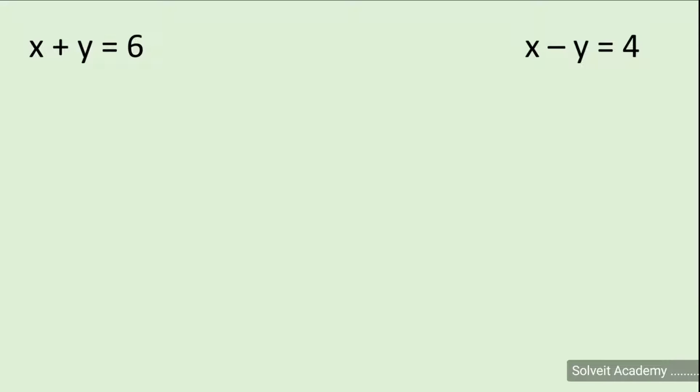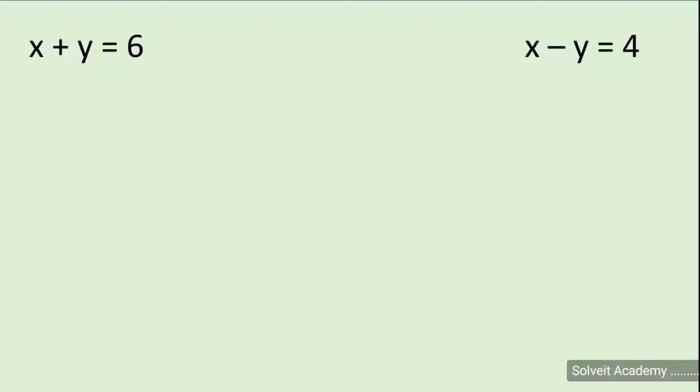We have x plus y equal to 6 and x minus y equal to 4. These are two simultaneous equations which are linear in two variables. We need to find the value of x and y by graphical method. To do so, we need some x and y values which satisfy the given equations.